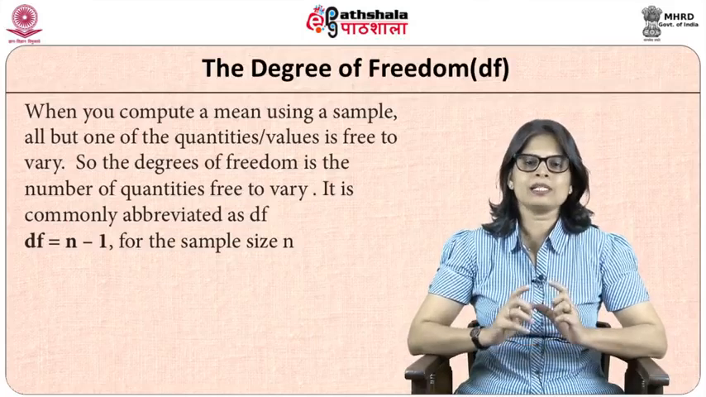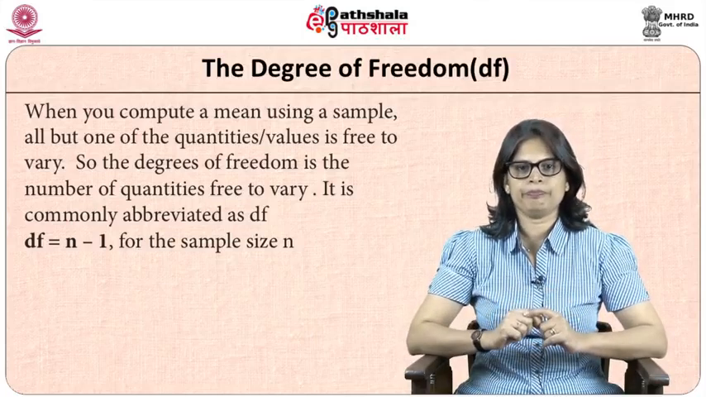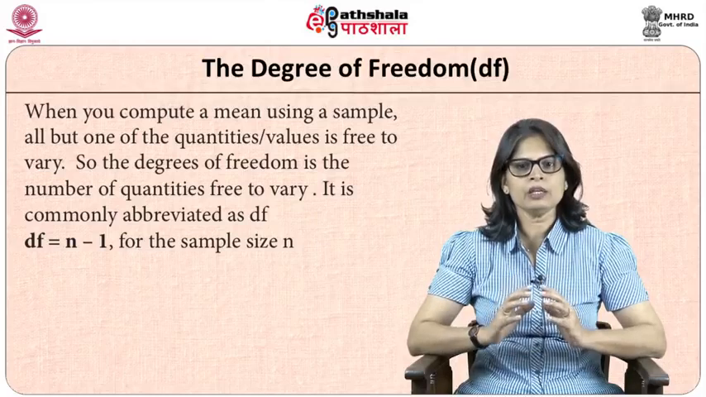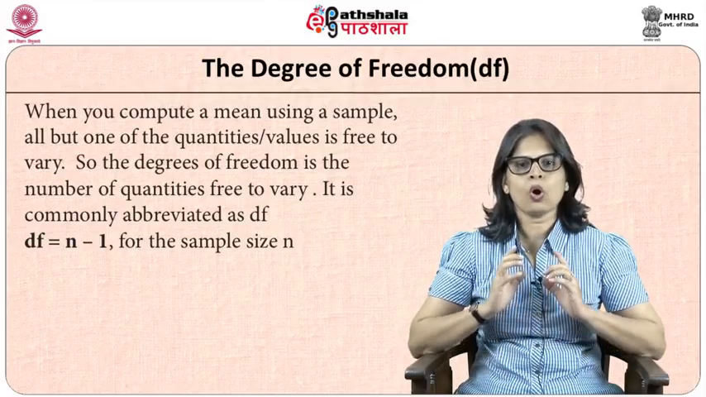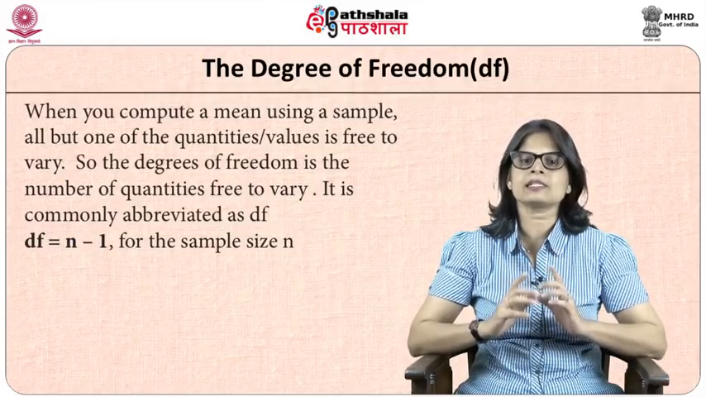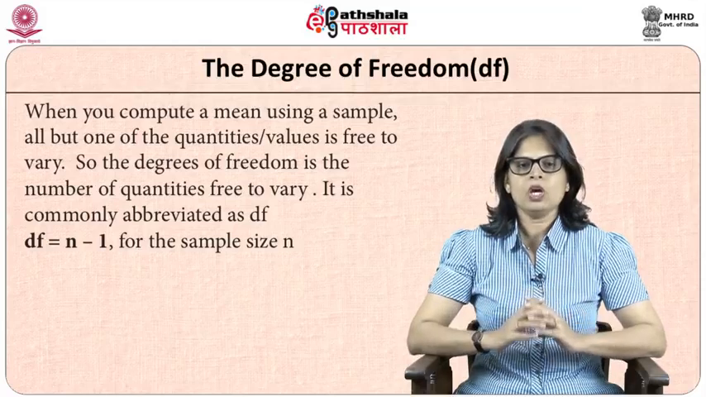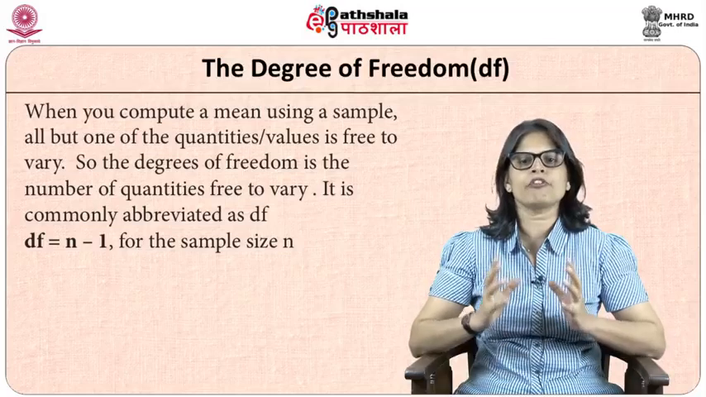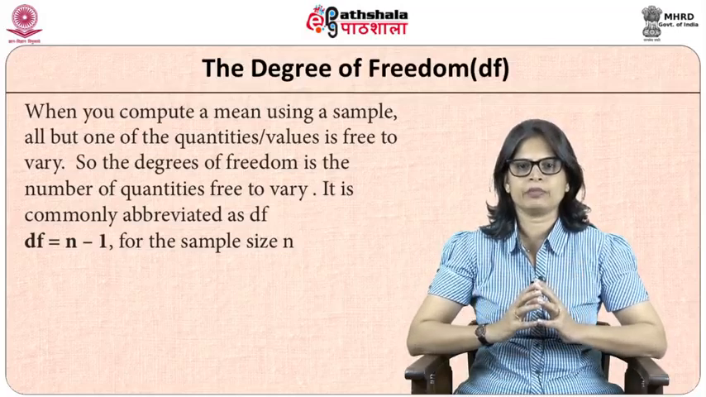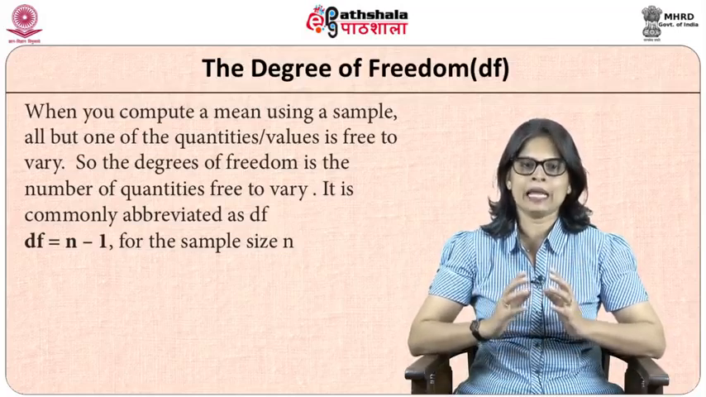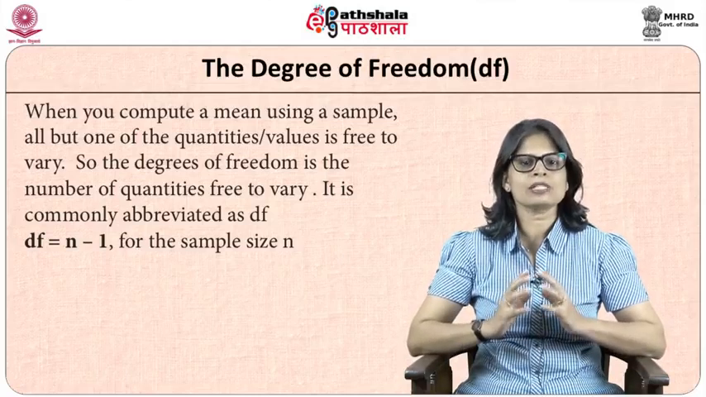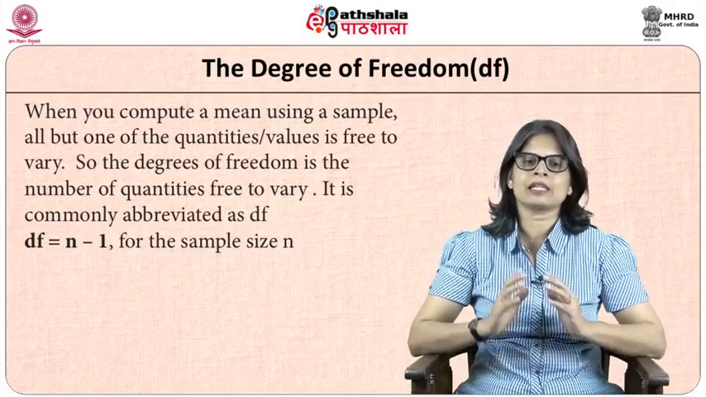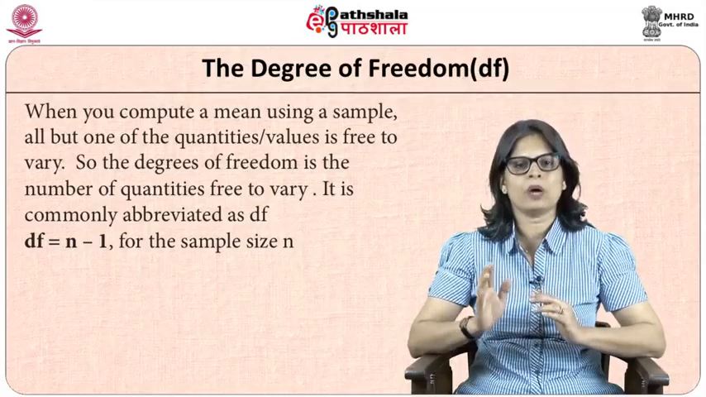Let us understand the concept of degrees of freedom. When you compute a mean using a sample, all but one of the instances is free to vary. So, the degrees of freedom is nothing but the number of instances which are free to change or vary. It is usually denoted by df, and if n is your sample size, df is n minus 1.